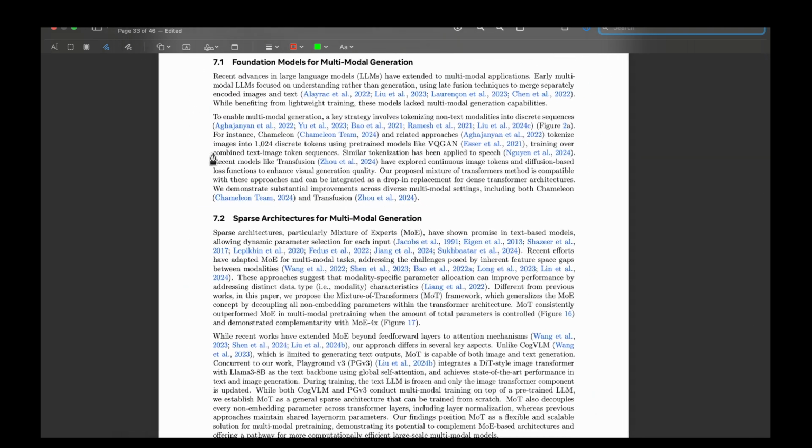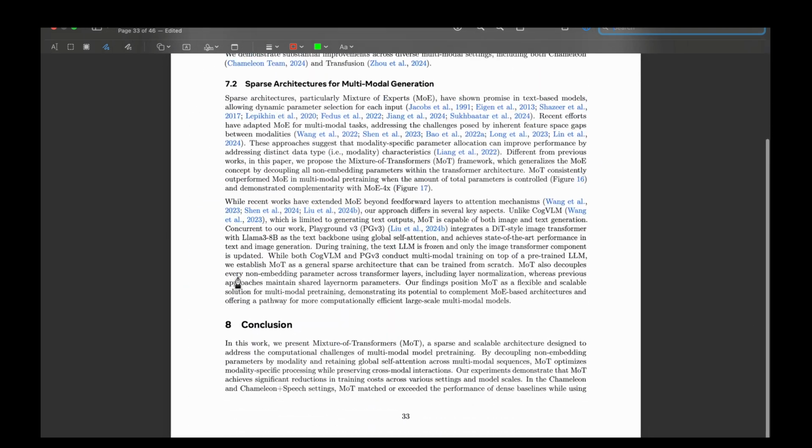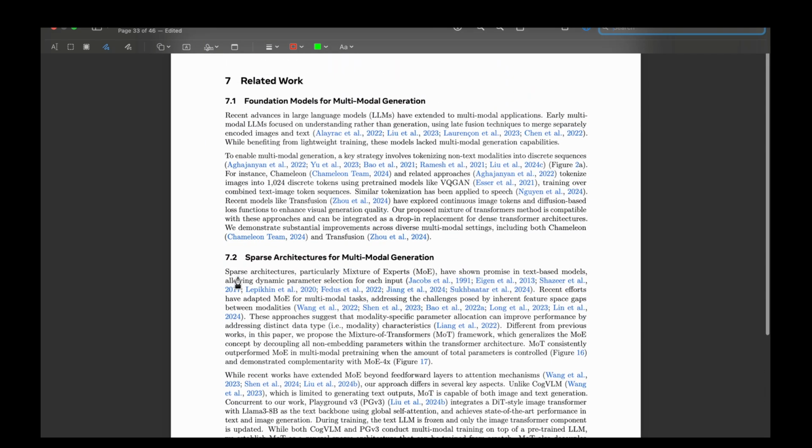That's pretty much it. Basically, they then go for related work and they finally conclude just saying that mixture of transformer is a sparse and scalable architecture designed to address computational challenges of multimodal model pre-training.